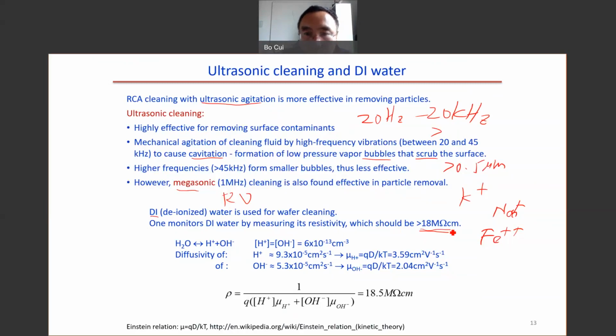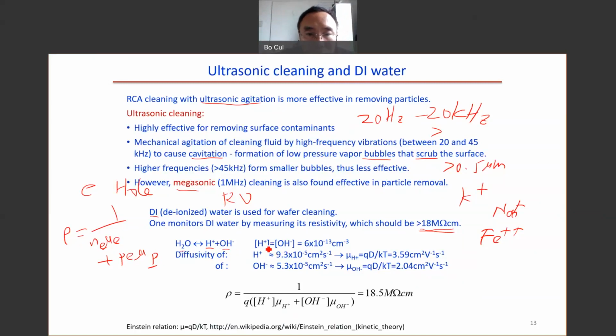So how do we get this number? We know that for the carriers, electrons and holes, the resistivity is given by 1 over (n q mu_e plus p q mu_p). We know about this from chapter 1, right? The resistivity. Here is something similar. When we have water, there will be hydrogen ions and hydroxide ions. Those ions will contribute to the conduction of the water.